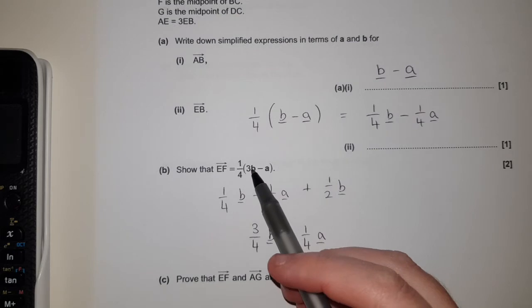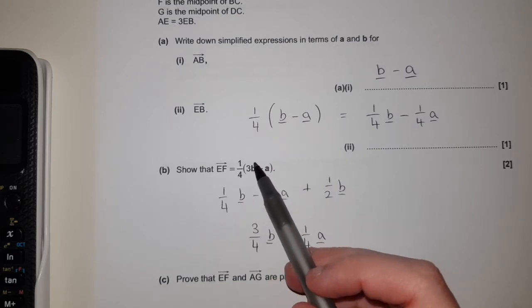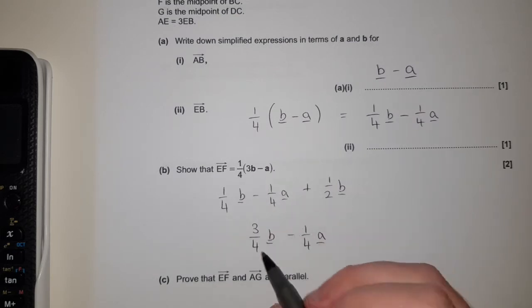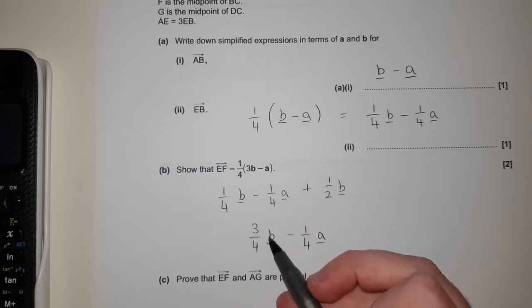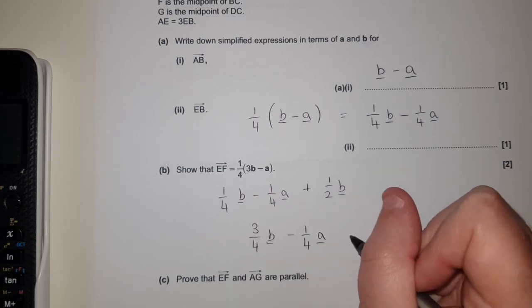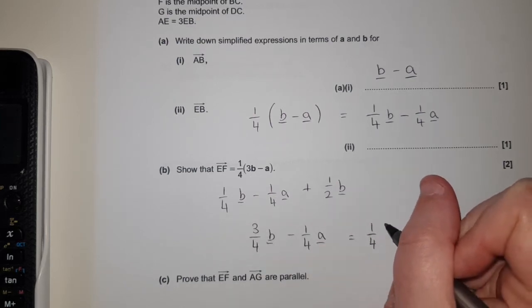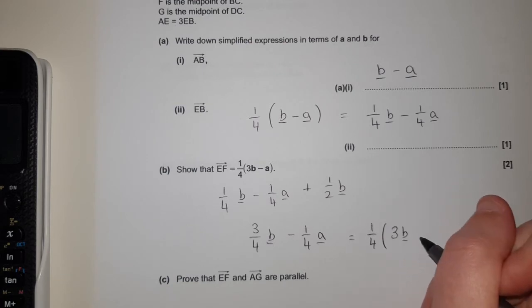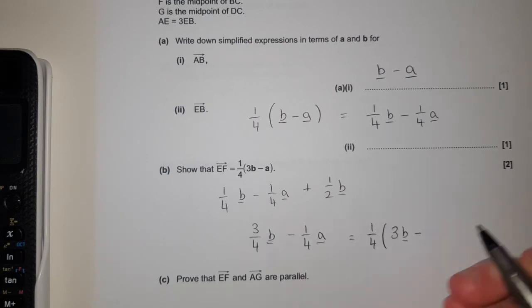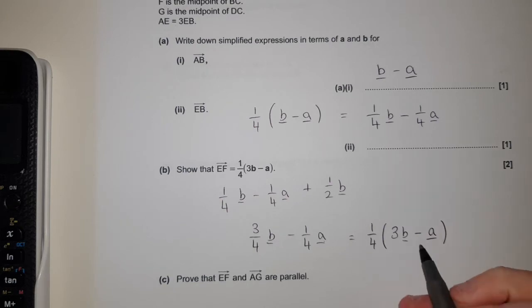And you can see, to show what they've got, all they've done is to make this nice whole numbers in here. We've factorised out 1/4. So if I take 1/4 out of this, I'm left with the multiple of 3. So I've got 1/4 of 3B minus, and if I divide this by 1/4, I've just got 1A. So I've got exactly what they asked for in the question.